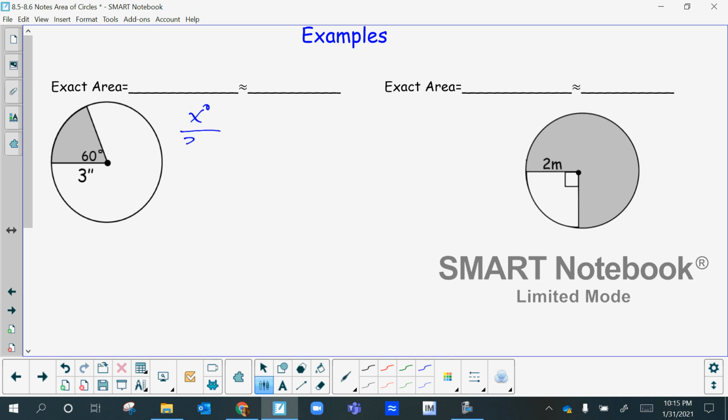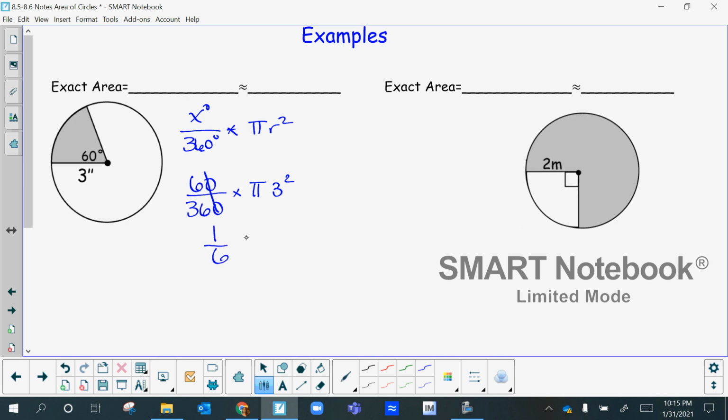It's x degrees out of 360 times pi r squared. Okay, so we're working with 60 degrees over 360 times pi times 3 squared. So I'm going to reduce this fraction here. You can reduce it in your calculator, or you can do it by hand the way I'm doing. Divide by 10, it knocks out the zeros. 6 over 36 is 1 over 6.